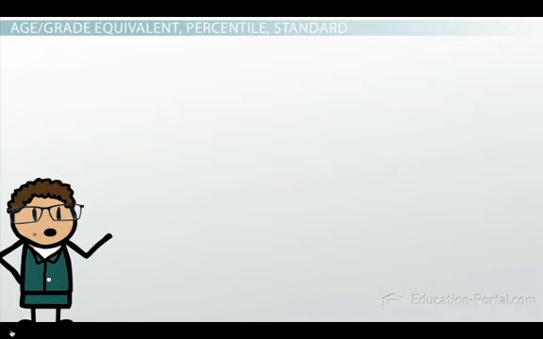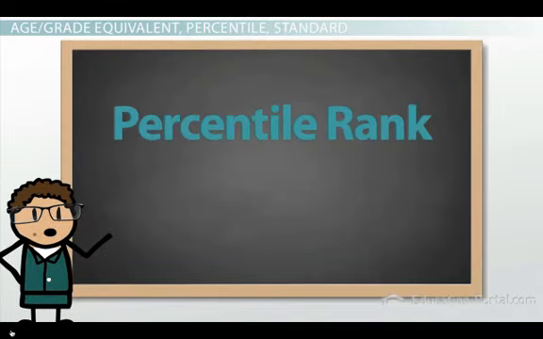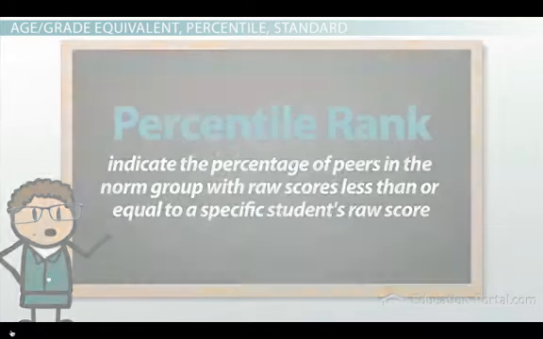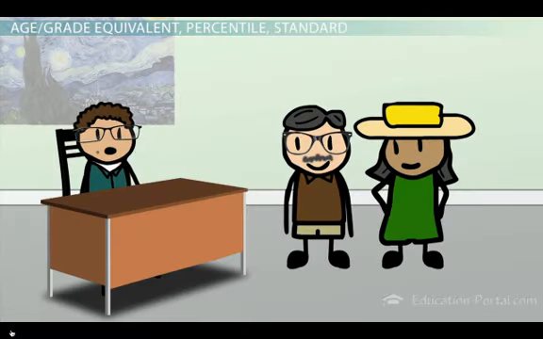The second type of norm reference scoring is percentile rank. These scores indicate the percentage of peers in the norm group with raw scores less than or equal to a specific student's raw score. Percentile rank scores can sometimes overestimate differences of students with scores that fall near the mean of the norm group and underestimate differences of students with scores that fall on the extreme lower or upper range of the scores.